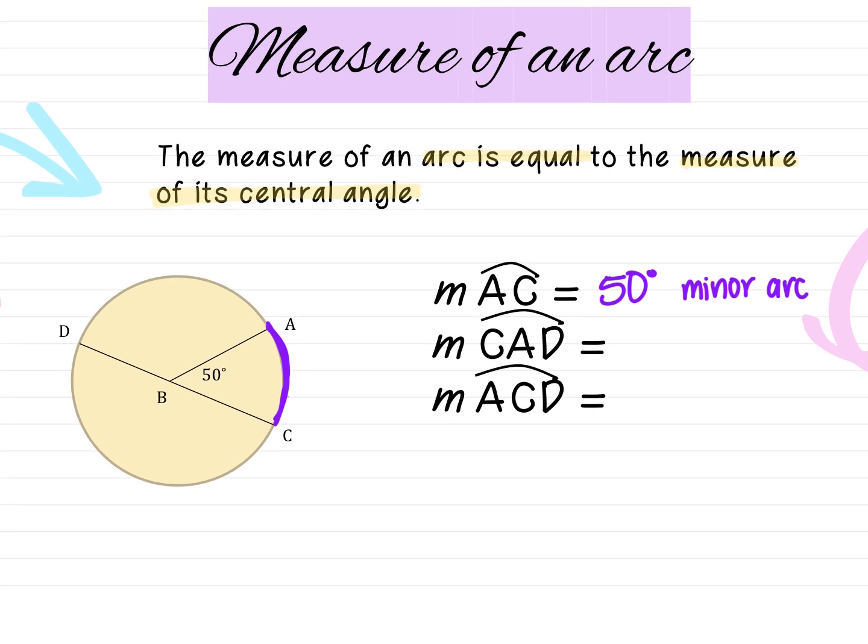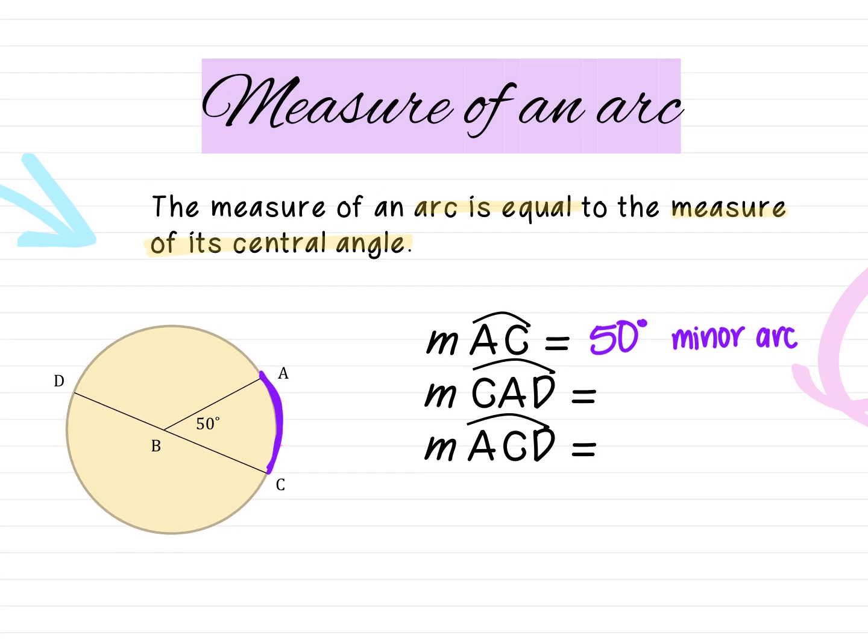All right, looking at the next one, the measure of arc CAD. So following it, I'm going to go from C to A and then going around to D. So looking at CAD, who could tell me what is the measure of CAD? Okay, so what's the degree? What's the measure? Good, this is going to be 180 degrees, and this is a semi-circle.